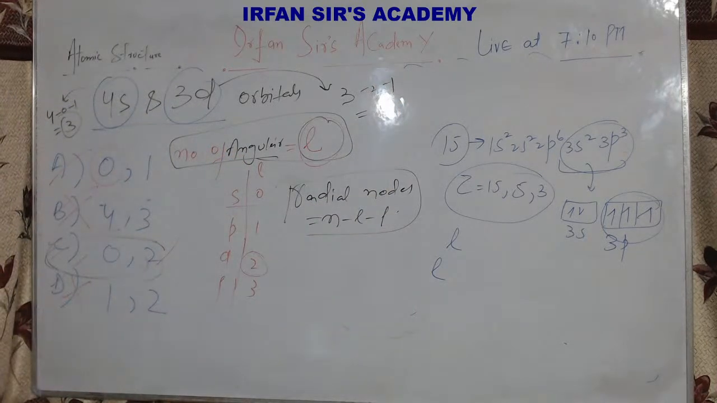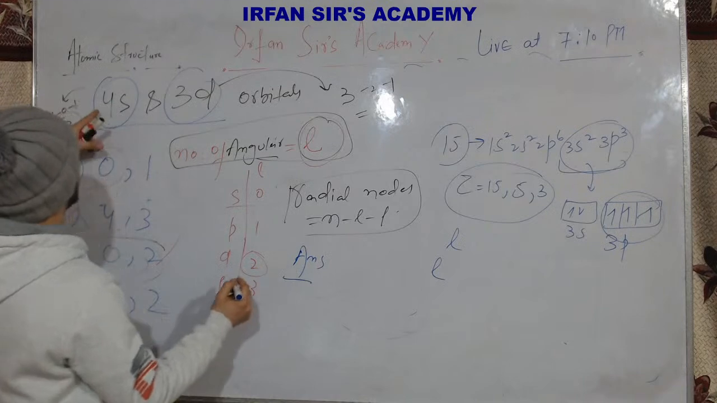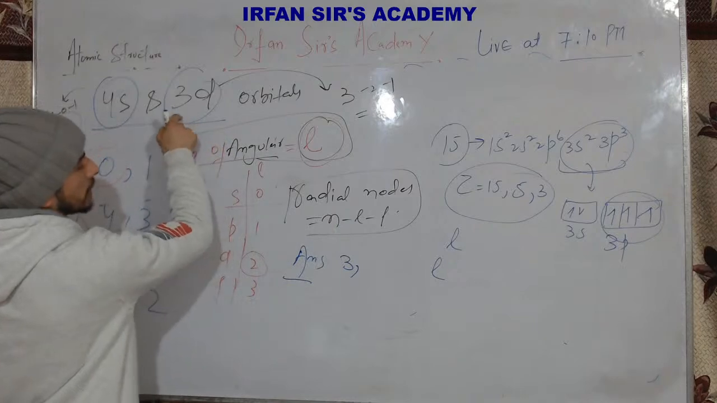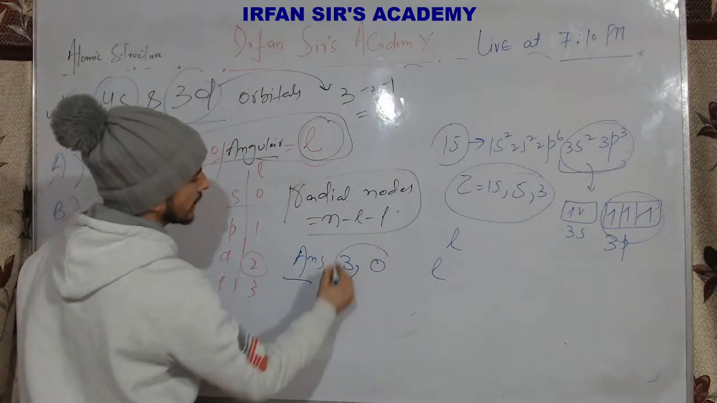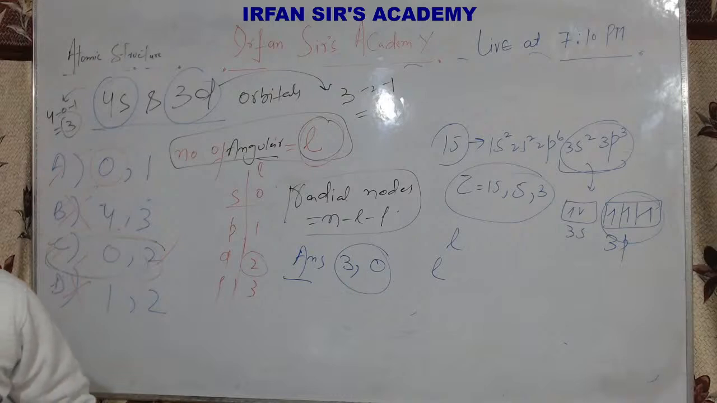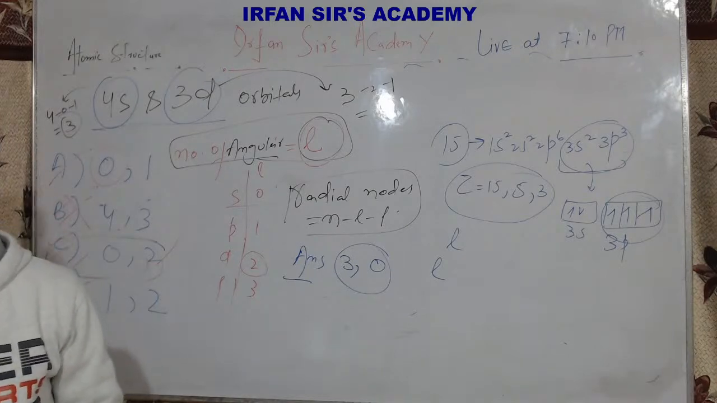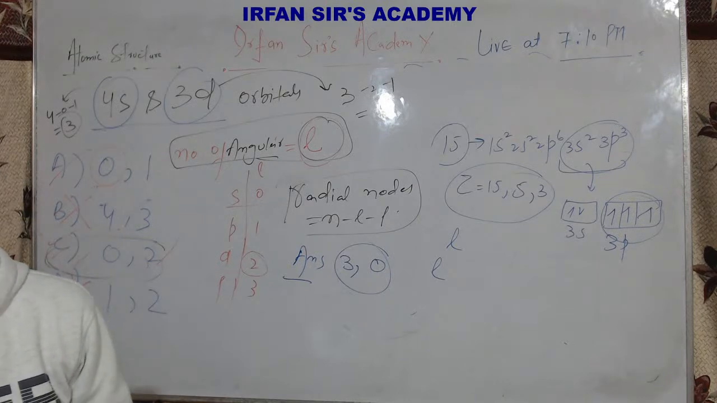The answer is 3, 0. 3, 0 is the right answer. Zarka gave the right answer, 3, 0. And Hafsa gave the right answer first, then Zarka.